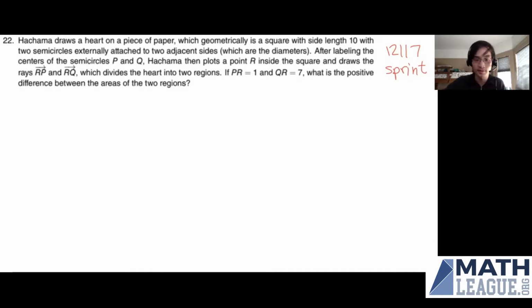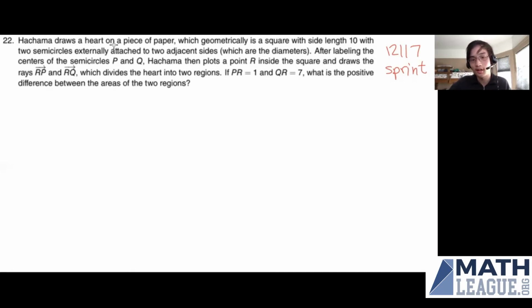I will dub it the Hachama Heart Breaker, because this problem was rather difficult. One of the main reasons this problem was so difficult is because the statement of the problem is quite unclear at first. So let's give it a careful read. So let's go ahead and start.